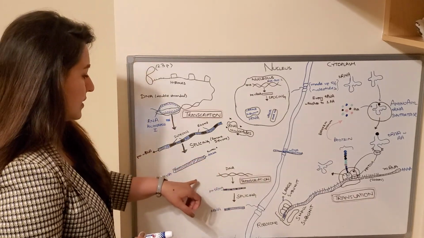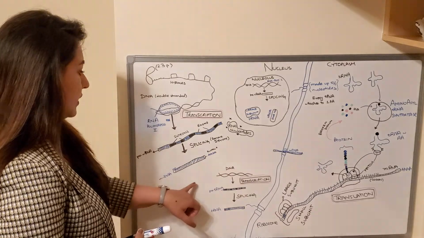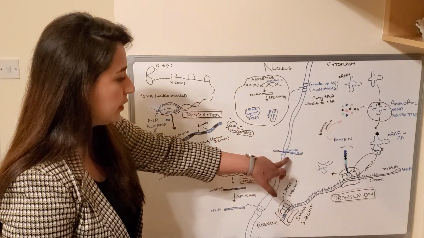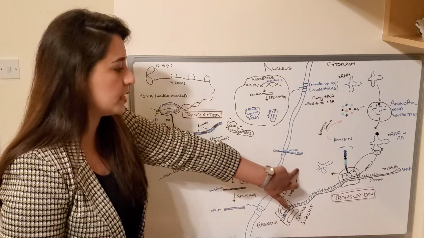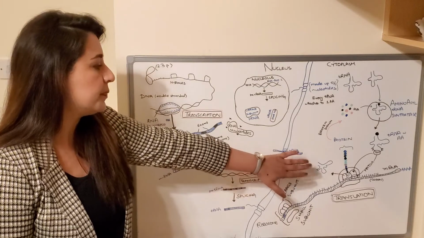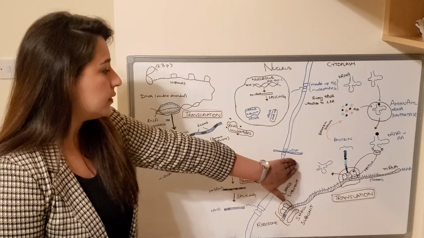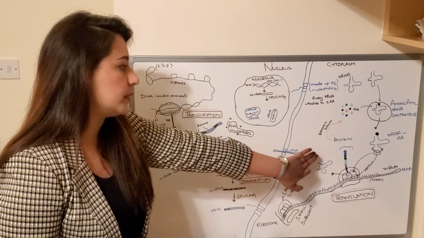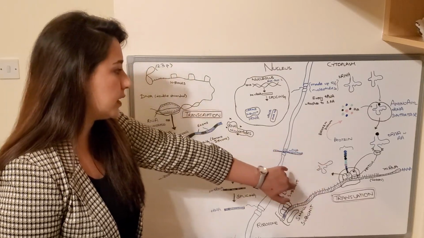Now after splicing, we get this mRNA that can move from the nucleus via the nuclear pore and travel into the cytoplasm and assist in the making of proteins. From there, we'll get back to this messenger RNA, what it does and what happens to it when it goes into the cytoplasm.